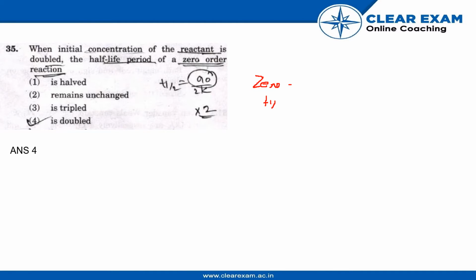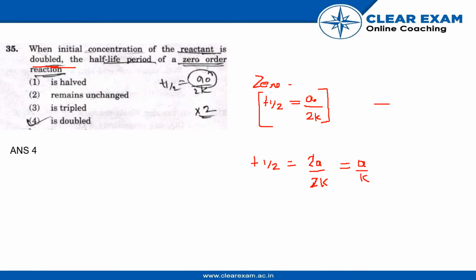T half equals A naught, which is the concentration, upon 2K. So in the question it is given that the initial concentration is doubled. So let's assume a reaction where the final concentration is 2A upon 2K. So 2 will cancel out and it will become A upon K.